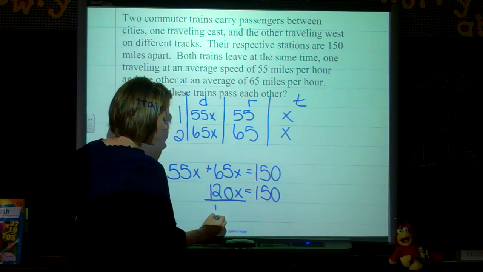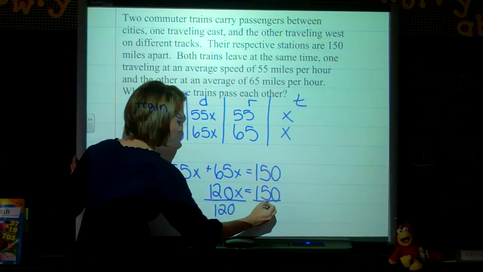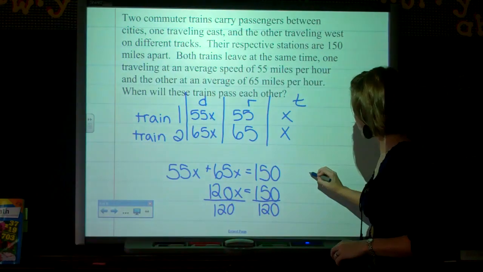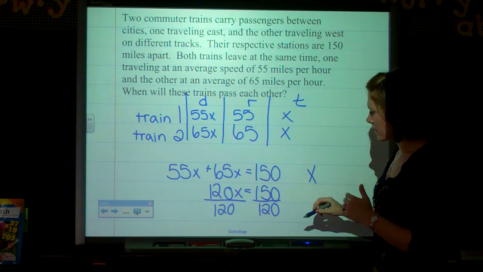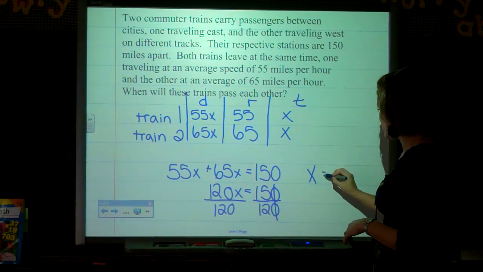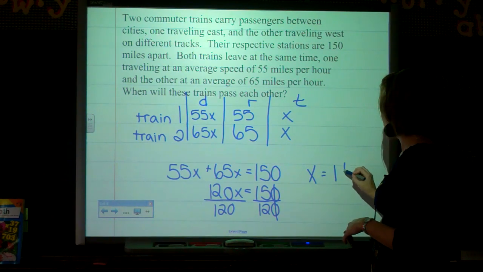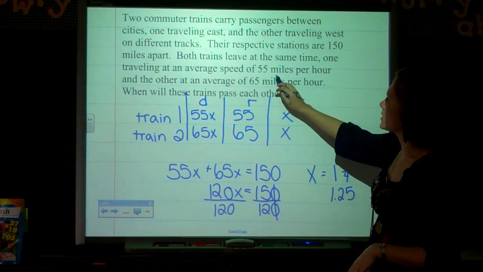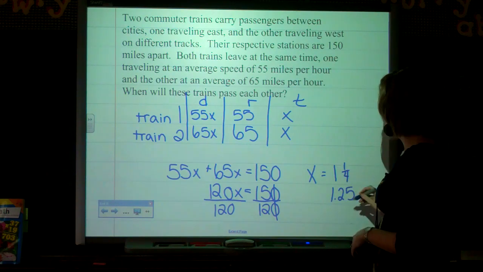And then divide by 120. X equals, well, if I'm dividing, I can cancel that 0 on both of them. 12 goes into 15 one time, and 3/12 is a quarter. So 1.25. Remember, they're asking time, and since my rates are given in miles per hour, I want to stick with hours.